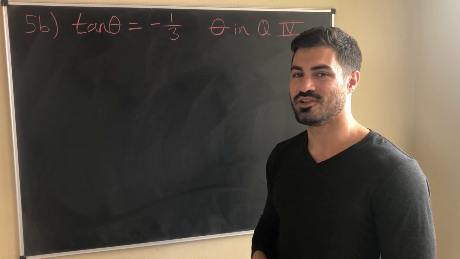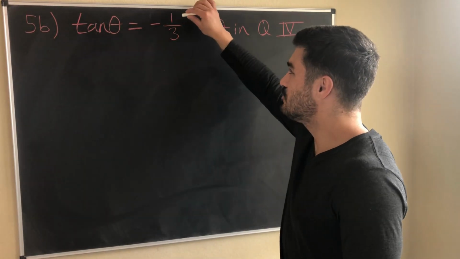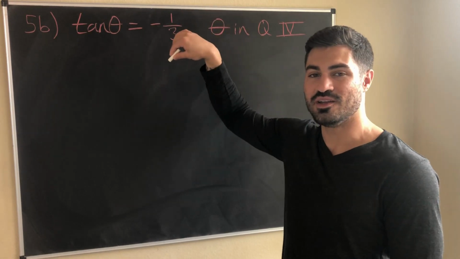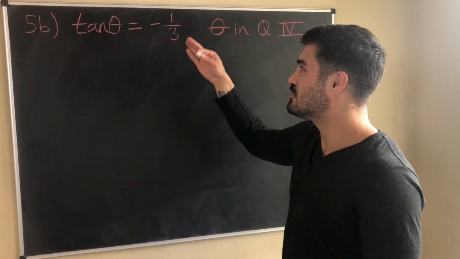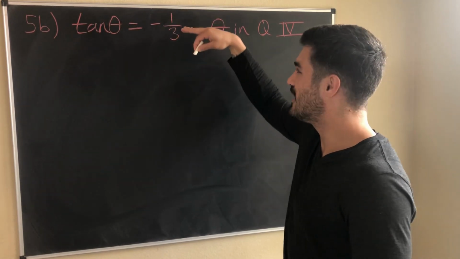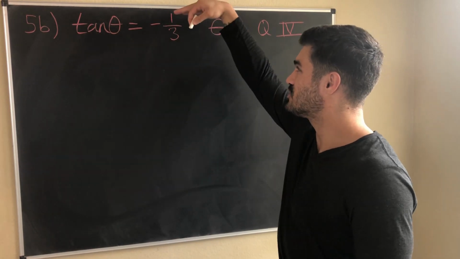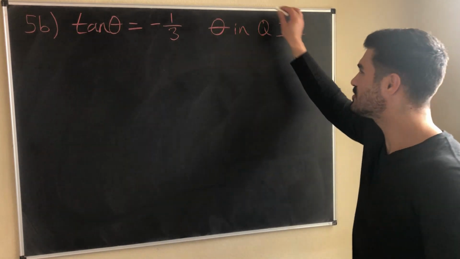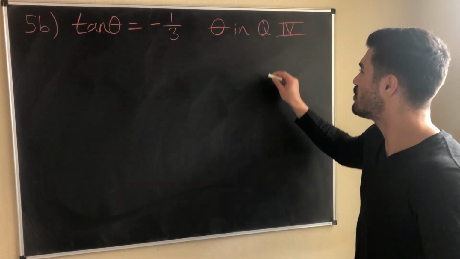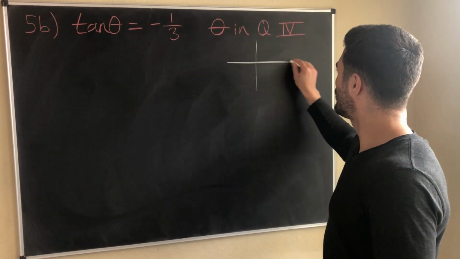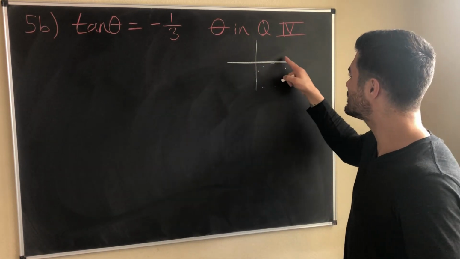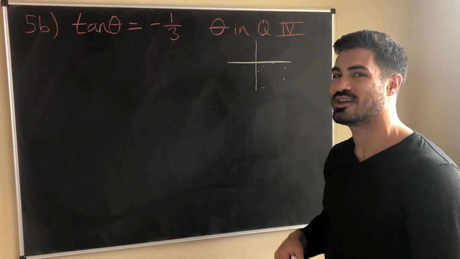No, not necessarily, right? The problem with this is that -1 divided by 3 is the same thing as 1 divided by -3. So just by looking at this, I don't know whether my y is -1 and my x is 3, or my y is 1 and my x is -3. But I have this quadrant information. Theta is in quadrant 4. Quadrant 4 means that my x is positive, my y is negative, right?